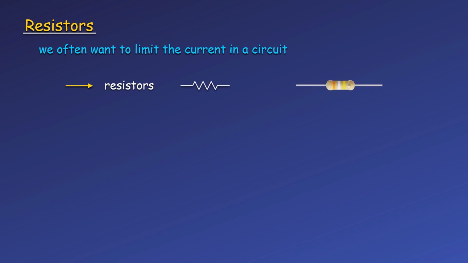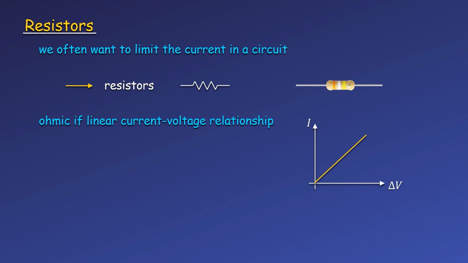In actual circuits, you may see them look like this. Here, the material between the two wires is designed to have a very specific resistance. The color bands correspond to the resistance value and can be read using a chart. Resistors are ohmic, meaning they follow Ohm's law, which says the current increases linearly with the applied voltage. Plotting the current as a function of the applied voltage, the resistance is given by 1 over the slope.